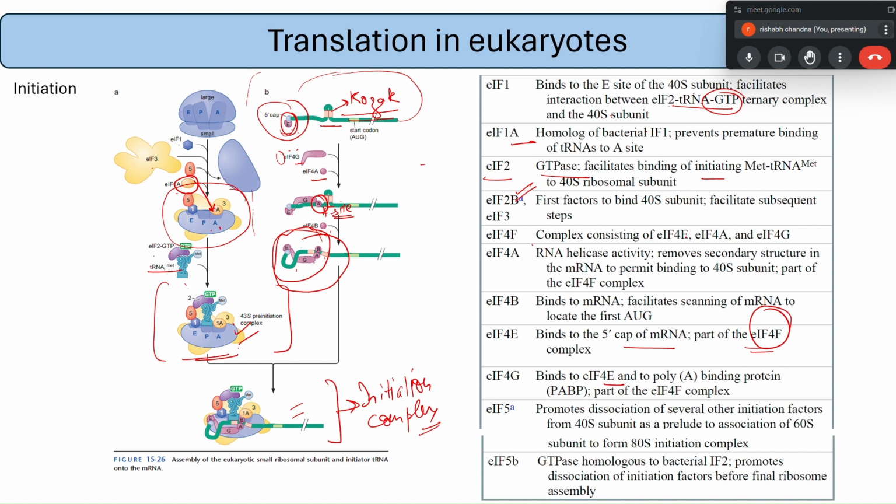EIF4F is a complex consisting of 4E, 4A, and 4G. So here 4E, 4G, and 4A bind to the mRNA. Then 4A has RNA helicase activity that removes the secondary structure. So this RNA forms the secondary structure, and it releases the secondary structure, and then EIF4B helps in finding the Kozak sequence and the first initiation codon, or the start codon, for the translation.